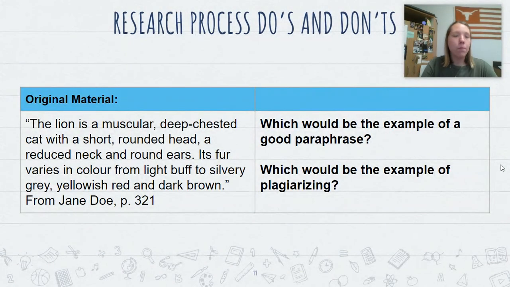So let's look at this example. The original material says, the lion is a muscular, deep-chested cat with a short, rounded head, a reduced neck and round ears. Its fur varies in color from light buff to silvery gray, yellowish red, and dark brown. Okay, so which would be an example of a good paraphrase? Select which one you think is the best paraphrase now. Okay, now I want you to think about what would be an example of plagiarizing. Which one of these options does not reword the original text well enough and would be considered plagiarism? Go ahead and select it now.